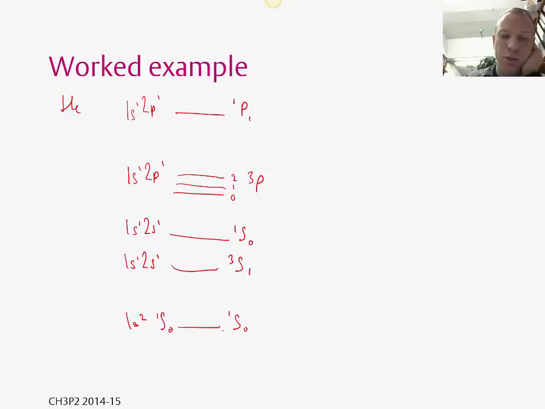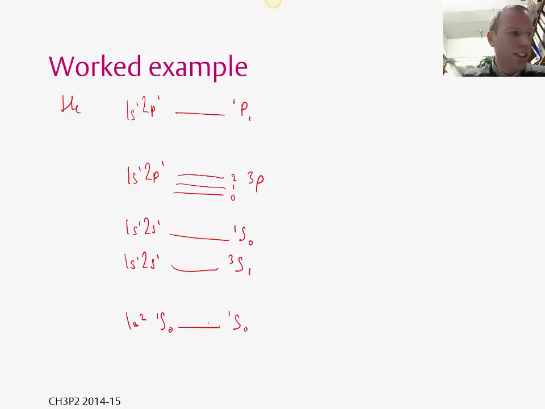So let's just work from the bottom up. If you go from the 1s2 singlet S0 state, are we allowed to transition to the triplet S state? The answer is no, this is forbidden for spin reasons. Can we go from the singlet S0 to the singlet S0? Well, the spin part is allowed, but we've got an S to S transition, so this isn't allowed. This is delta little l equal to 0, whereas we've seen from the selection rules that delta little l has to be plus or minus 1, so that's also forbidden.